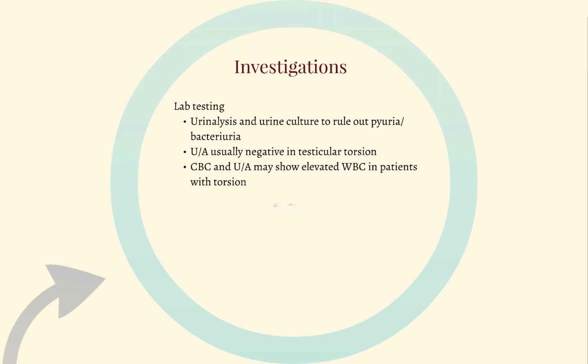When there is a strong suspicion of an alternate diagnosis, lab testing can be used. Urinalysis and urine culture are done to rule out pyuria and bacteriuria, which would suggest epididymitis or infection. The urinalysis is usually negative for testicular torsion. Furthermore, CBC and urinalysis may show elevated white blood cells in patients with torsion.